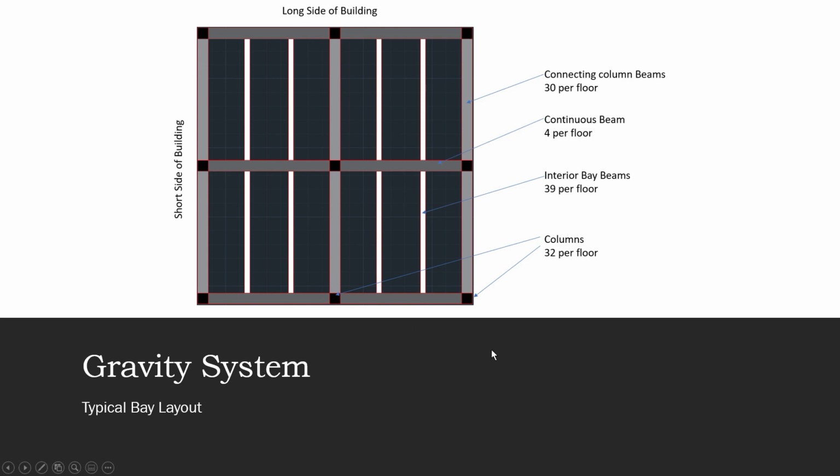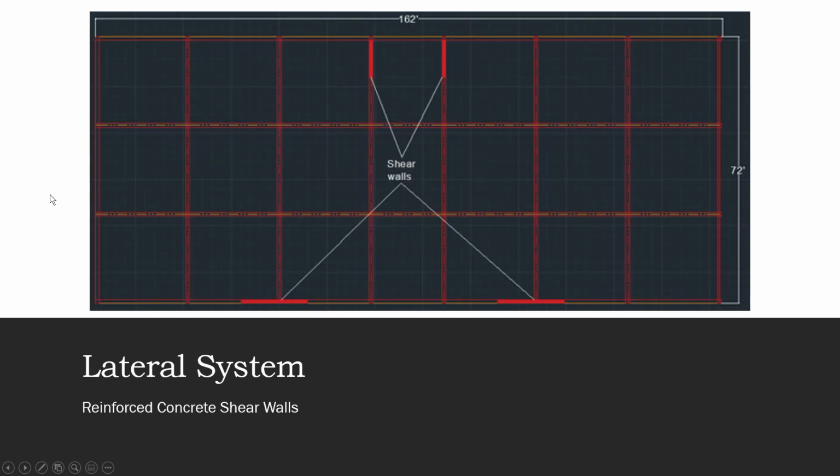This is a typical bay layout of the reinforced concrete system, and this will be our gravity system. Next, we have the locations where the shear walls will be placed for our lateral system. These are placed where, like I said before, stairwells will be predominantly at, and they will reach out to at least the third, fourth story of the building.